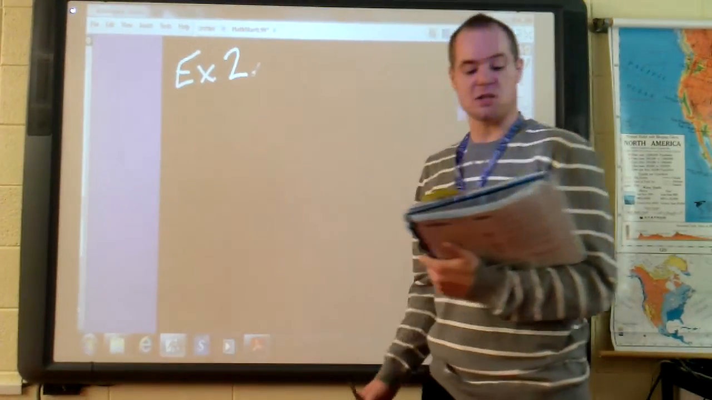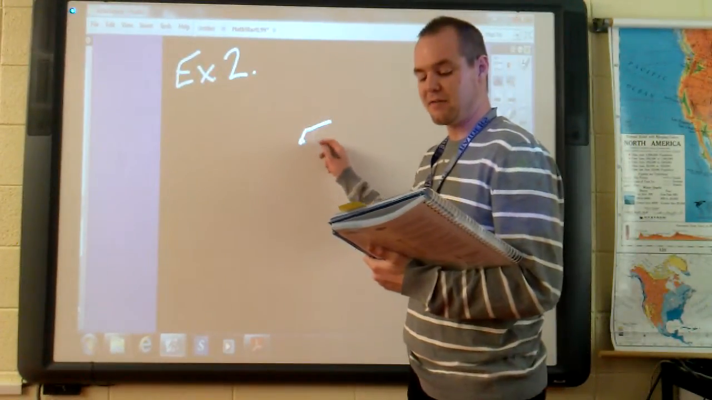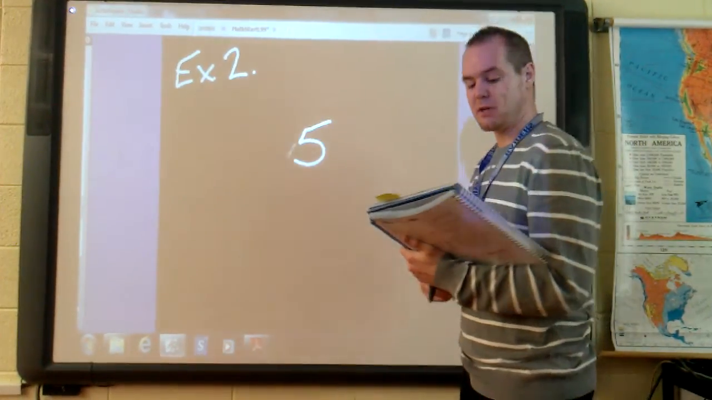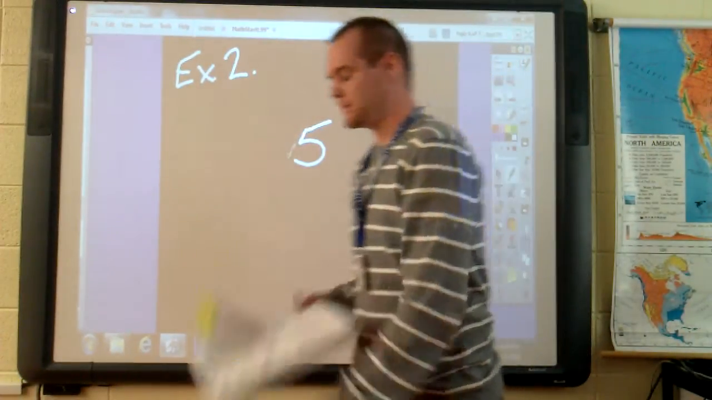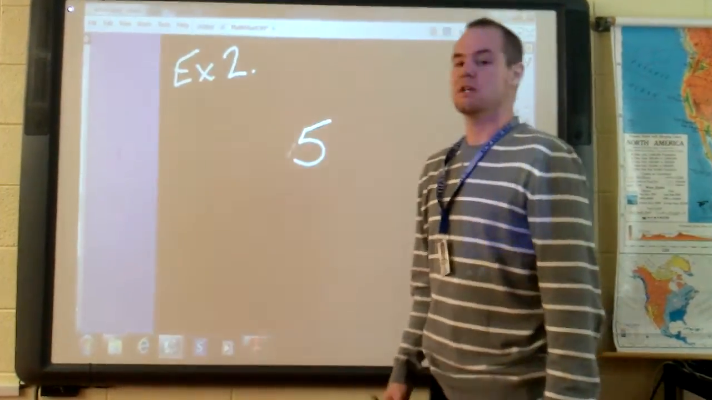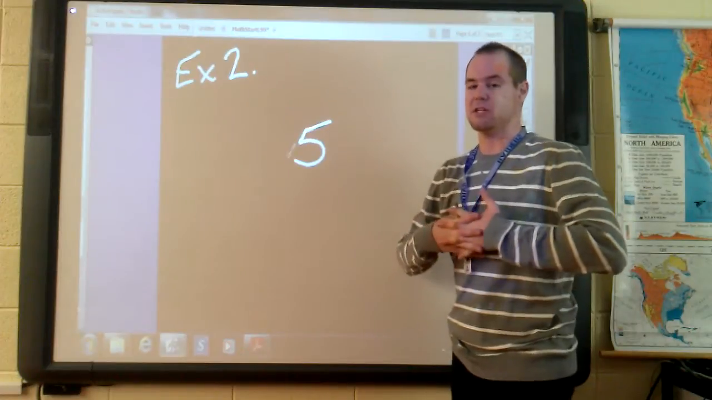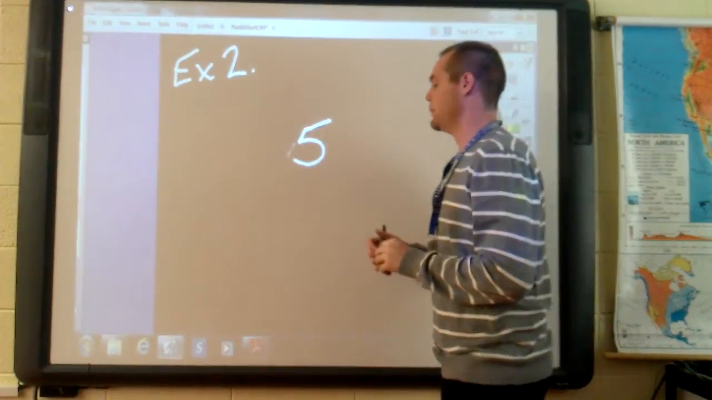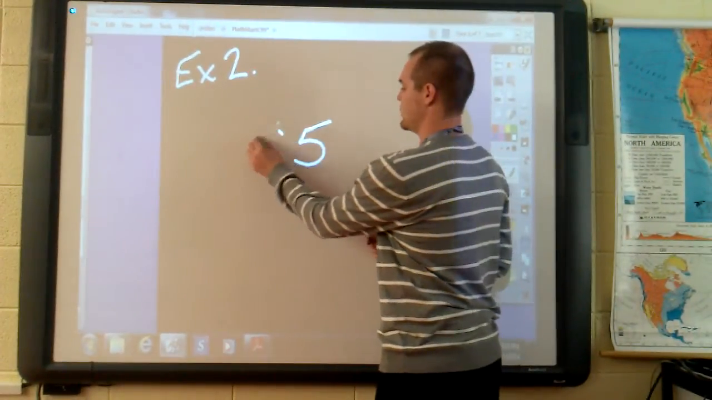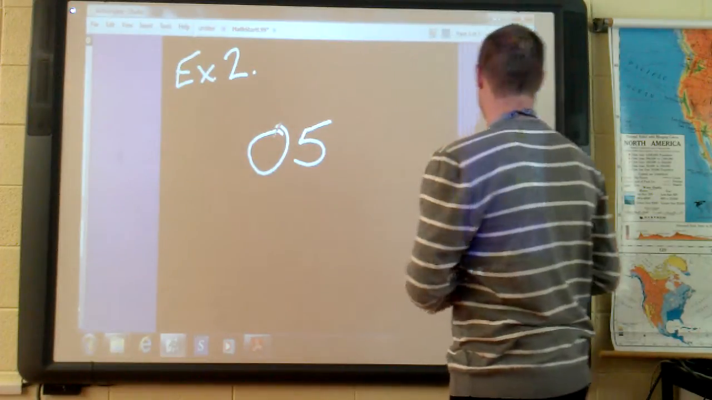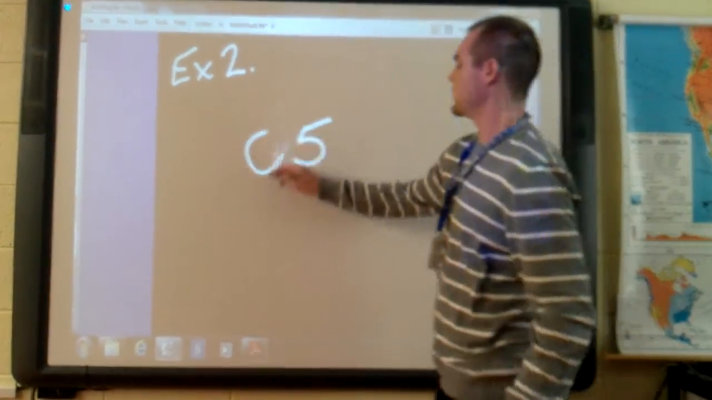It says, attach a 0 to the end of 5 without changing the value of the number. Okay? Attach a 0 to the end of 5 without changing the value of the number. When they say the end, this would be the beginning. So we can't put it on that side. We have to put it on this side.